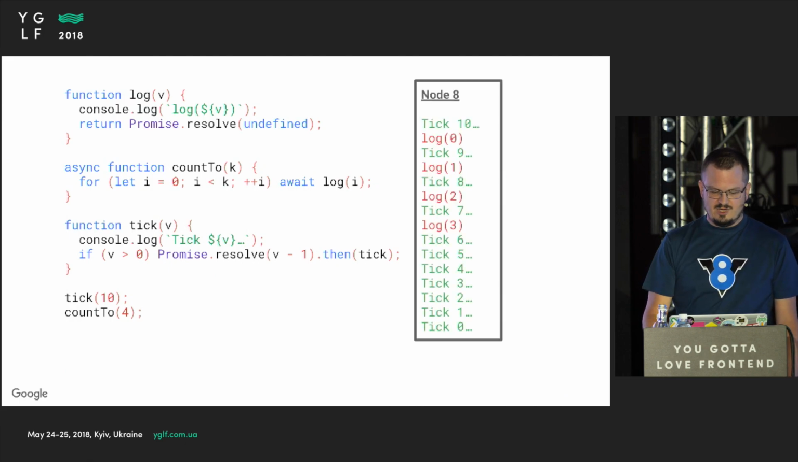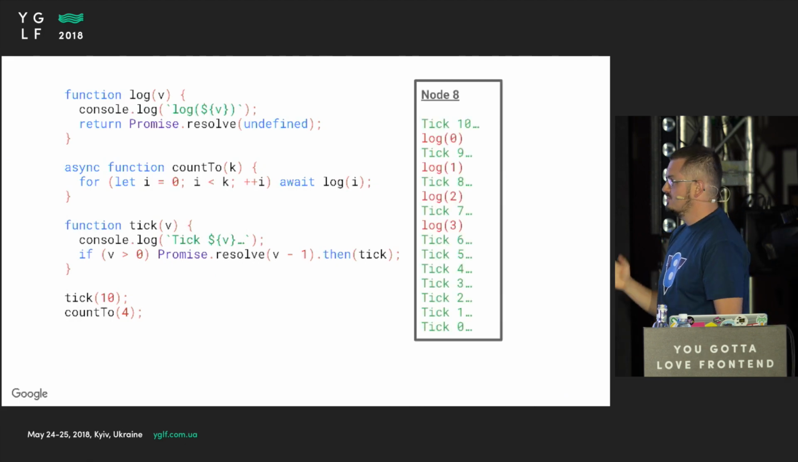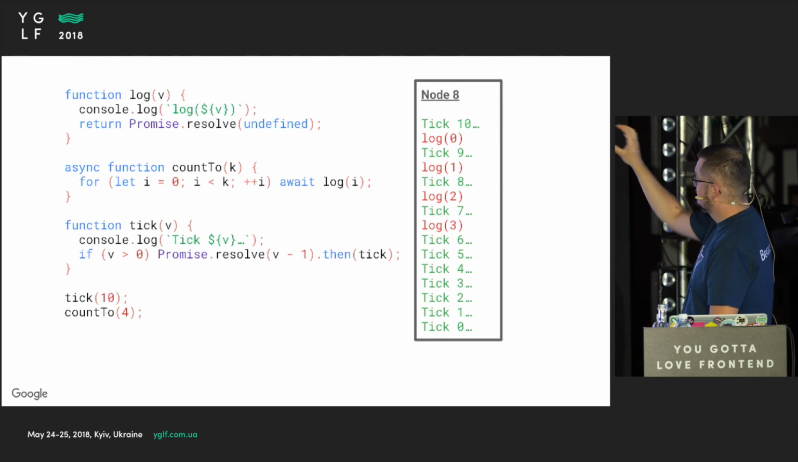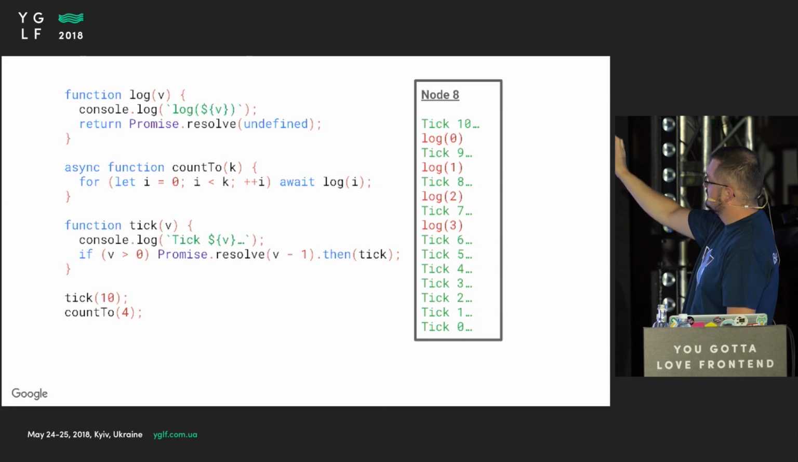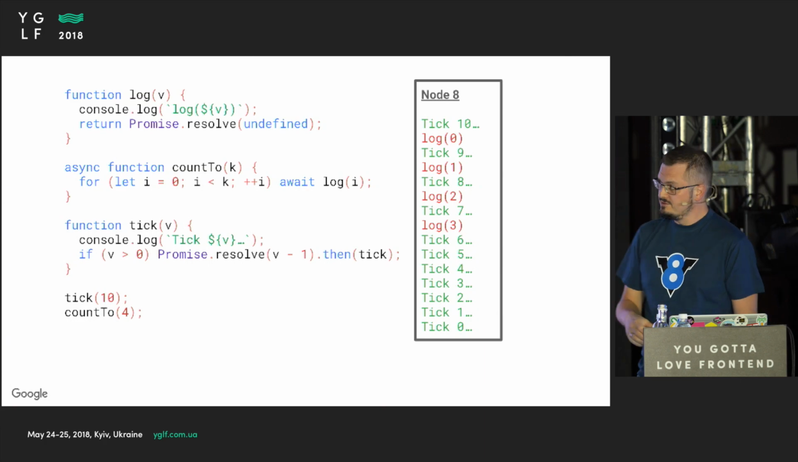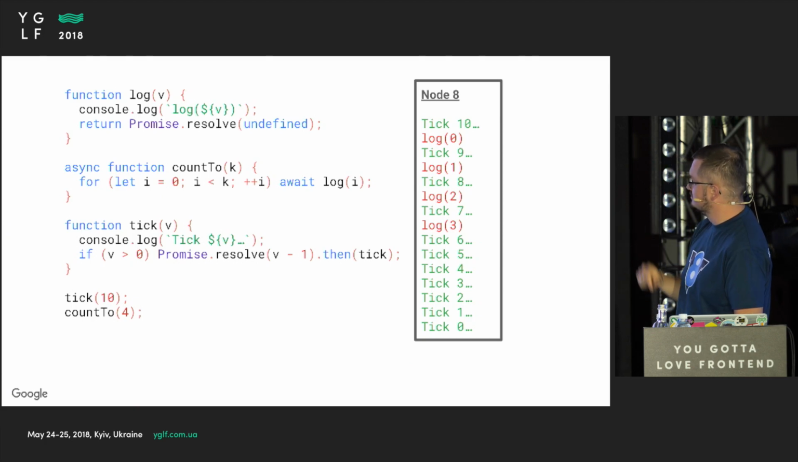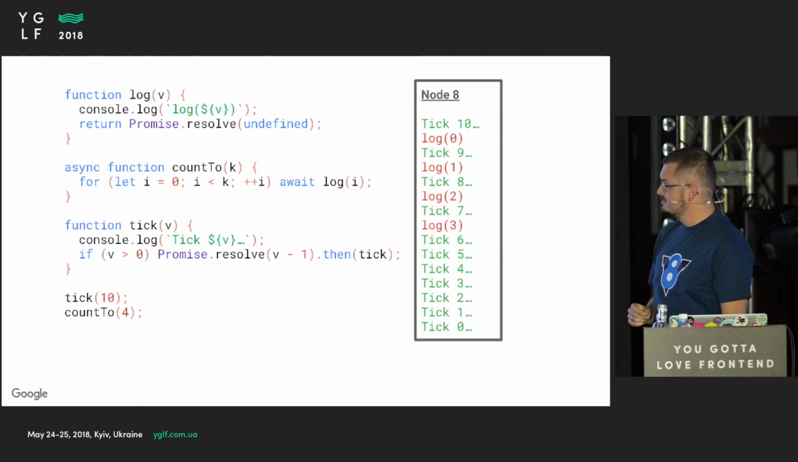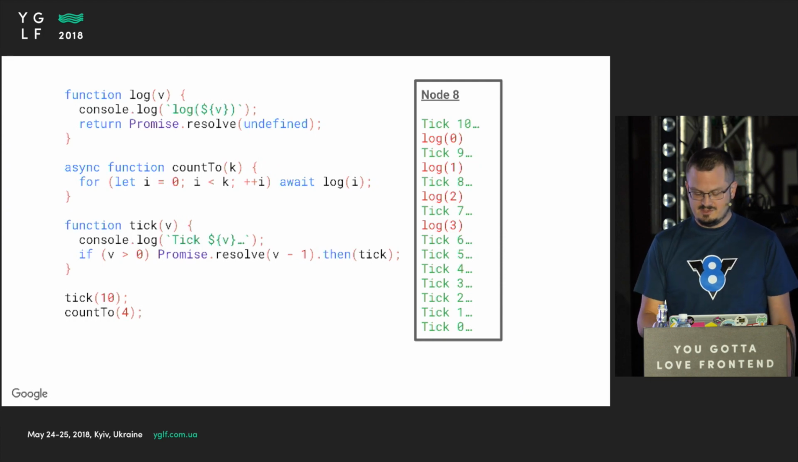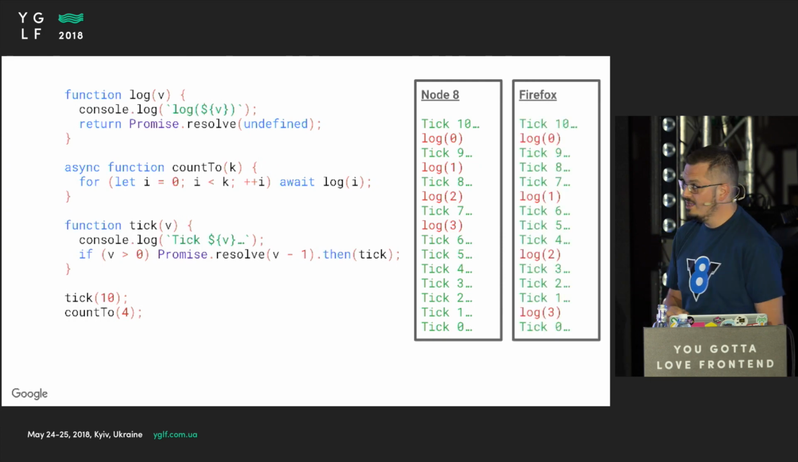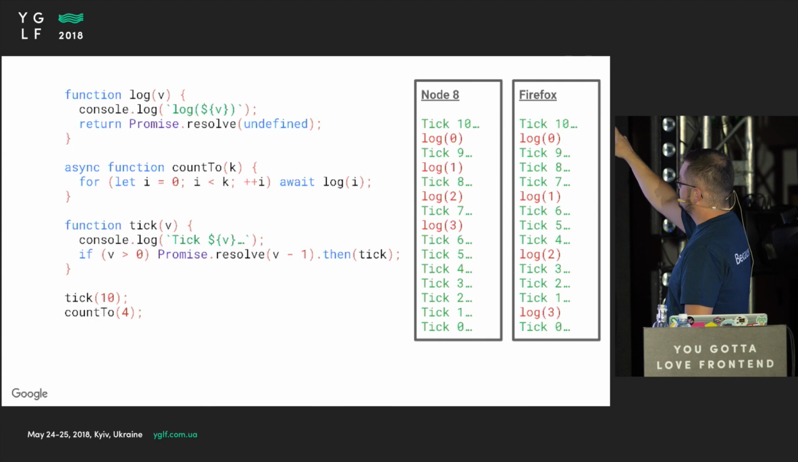So running this in Node 8 or in an older version of Chrome gives you this picture. You see the processes are interleaved. So you get a tick, then you log, then you tick, then you log, then you tick, then you log, and so on. And the count2 is done when it reaches 3, and the tick just goes on. Taking the same code and running this in Firefox gave us this picture.